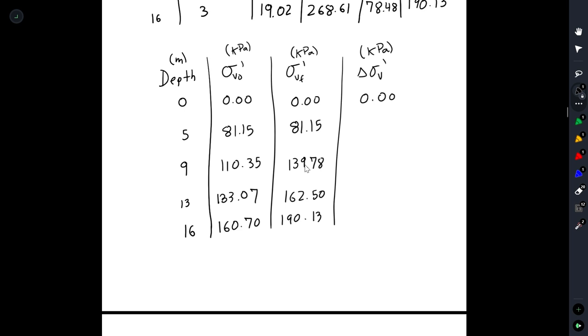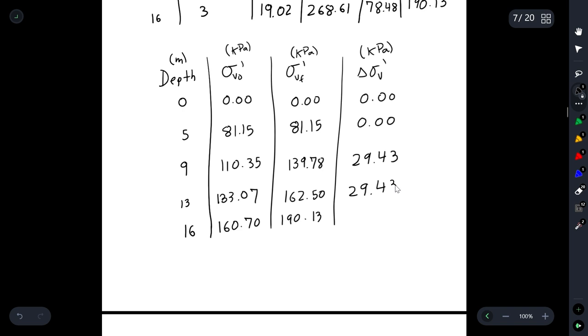So at 5 meters, you see there is no change in effective stress. We'll come back to that one in a minute. But all of the other ones, we're gonna get 139.78 minus 110.35. That is an increase in the effective stress of 29.43. And if you do the same for all the other ones, you're gonna get the same value of an increase of 29.43.